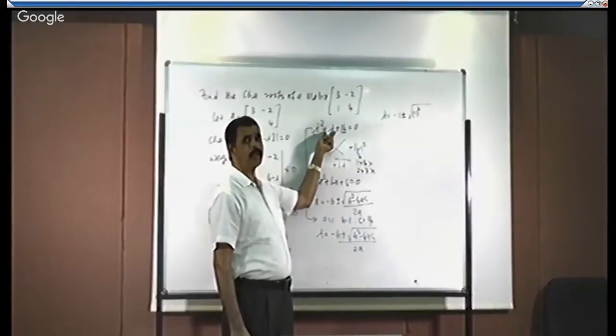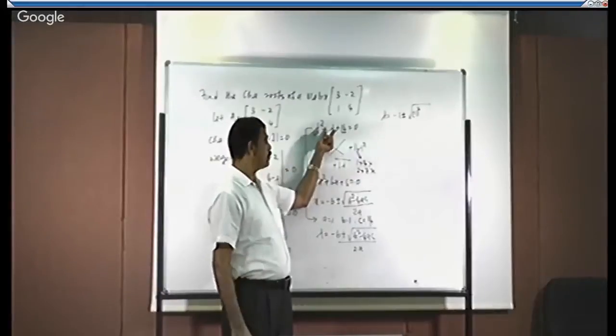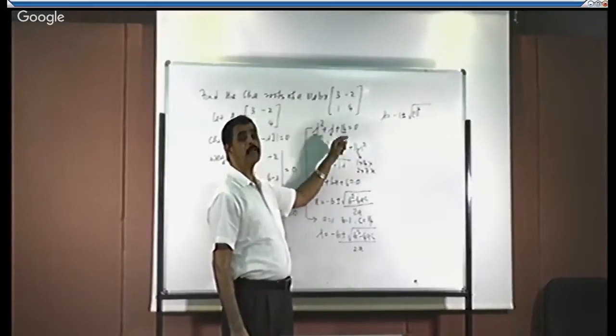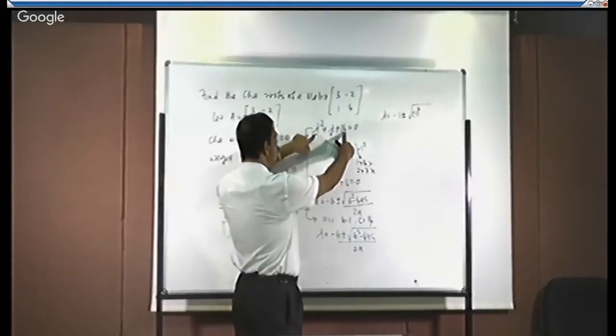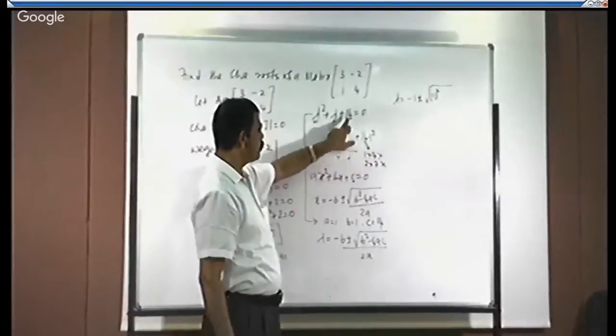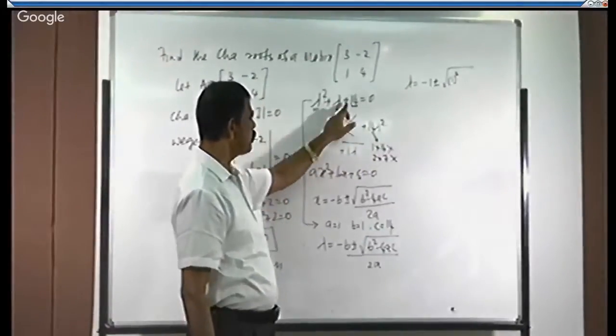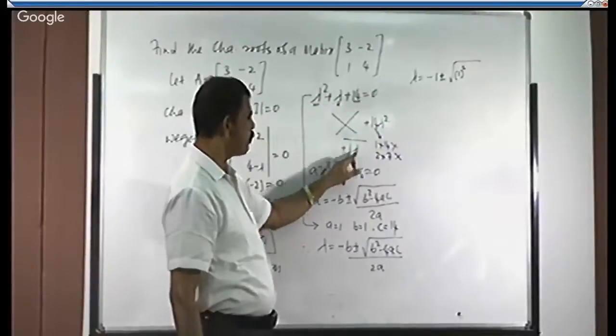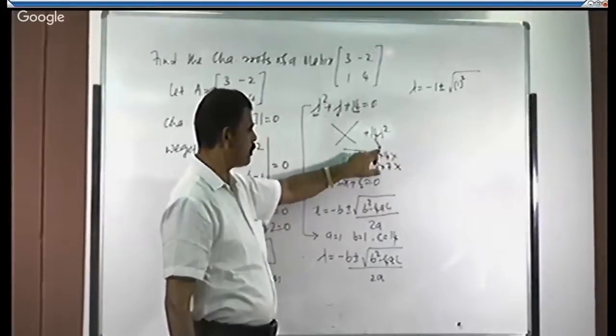Lambda is to be replaced by two terms. Their sum or difference should be equal to lambda. Their product should be equal to the product of first and last term. See, I have tried here. First and last term product is what? Plus 14 lambda square. What is the middle term? Plus 1 lambda. I resolved it.